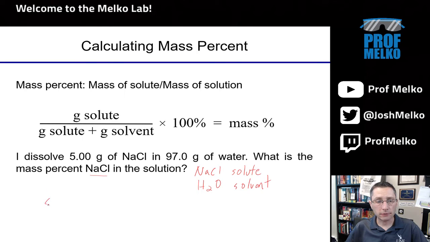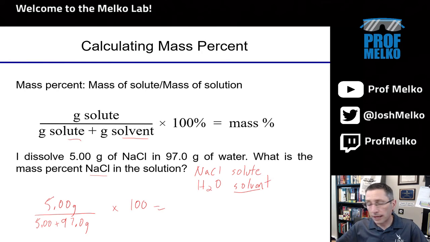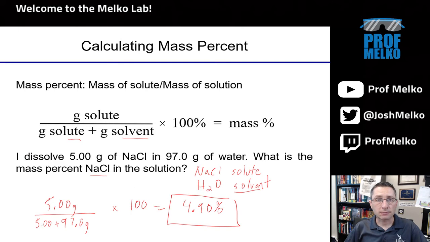Well, I take the solute here, 5.00 grams, and divide it by solute plus solvent. It's a common mistake to just put 97 grams here in the bottom, just accounting for the solvent. But we need both. We need the whole solution. So it's really 5 grams plus 97 grams, and all of this ratio times 100. So 5 divided by 5 plus 97 times 100, I should get 4.90%. That would be the answer to this practice problem.